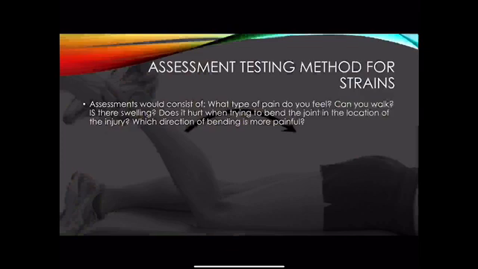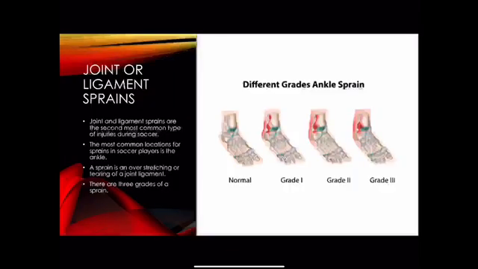Then see if they're able to walk, if there's swelling, and if there is swelling, how much swelling. Does it hurt when trying to bend the joint and location of the injury? For example, if they were able to, you would want to test out bending the hip joint and the knee joint and see what's painful and which direction is causing pain. Because the direction which is causing pain can be an indication of whether it's a muscle on the front or the back of the limb.